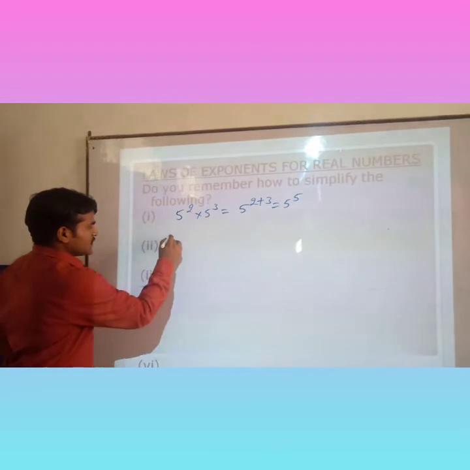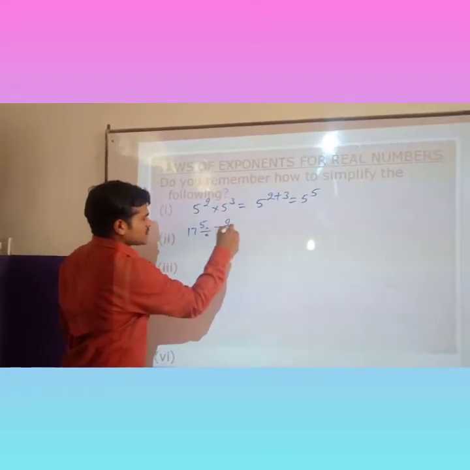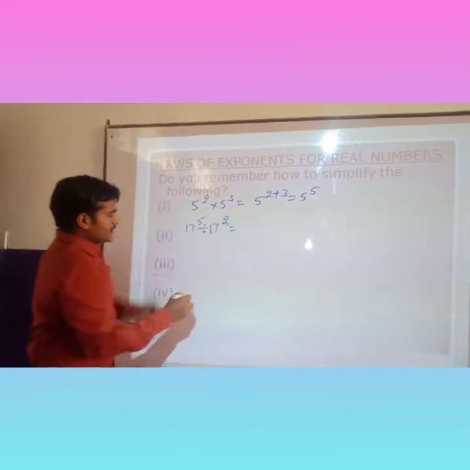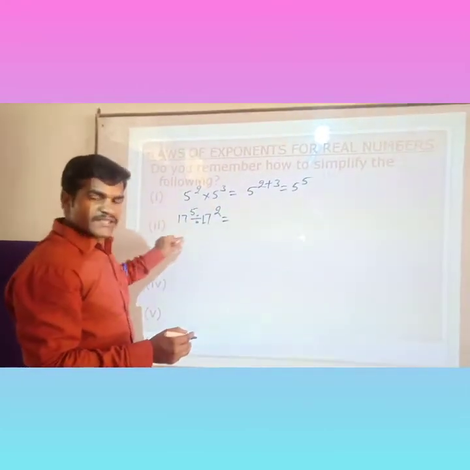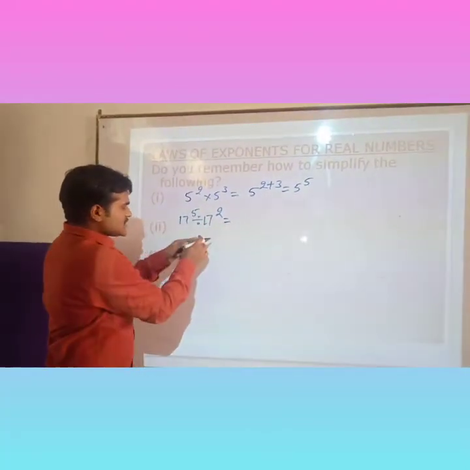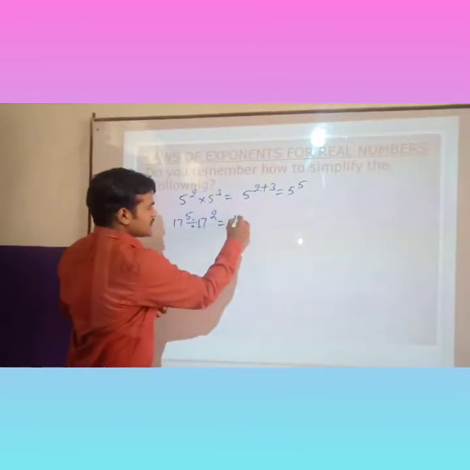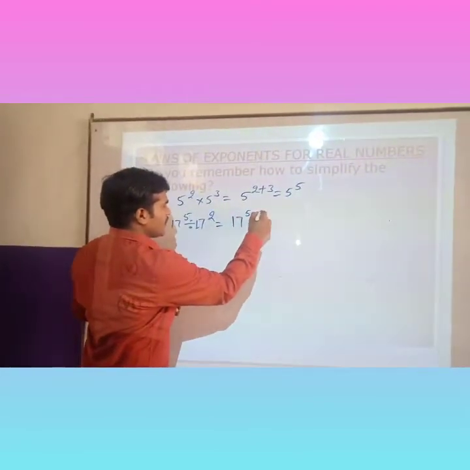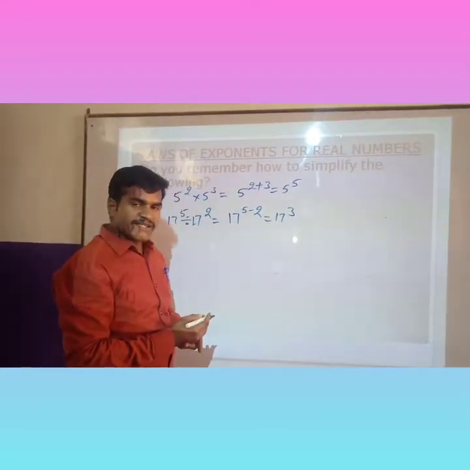Like that, 17 power 5 divided by 17 square. Here also the bases are the same, but the exponents are different. Base equal and exponents different. So in this case we have to subtract the exponents. So we get 17 power 5 minus 2, which is equal to 17 power 3, meaning 17 cube.